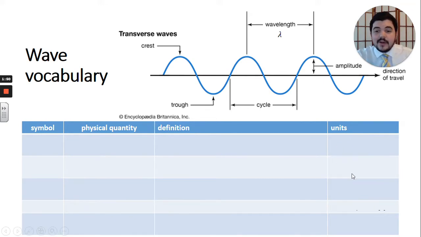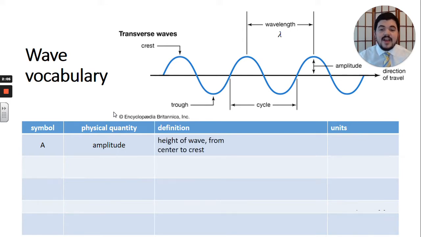Our first physical quantity is amplitude. The capital A is our symbol for amplitude. Its definition is the height of the wave from the center up to the crest. So it's not the trough to crest distance, it's the center to crest distance. And its units are meters, and the symbol for meters is m.